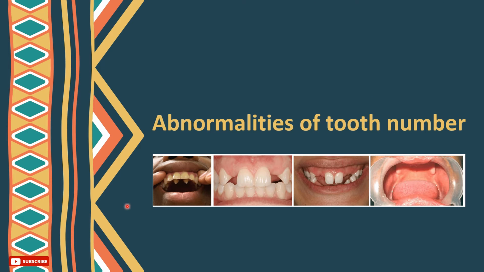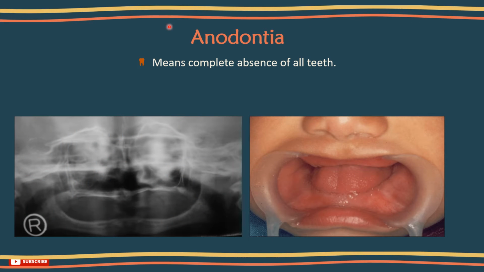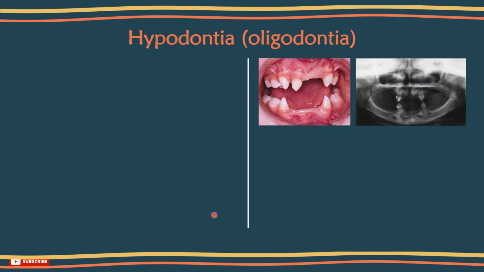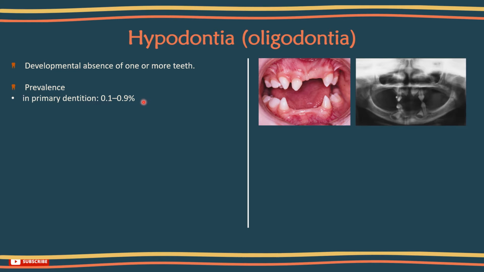Now to the abnormalities of tooth number. Anodontia means complete absence of all teeth, and it is a rare condition. Hypodontia or oligodontia means developmental absence of one or more teeth, but not all. Prevalence in primary dentition is 0.1 to 0.9%, and in permanent dentition 3.5 to 6.5%.